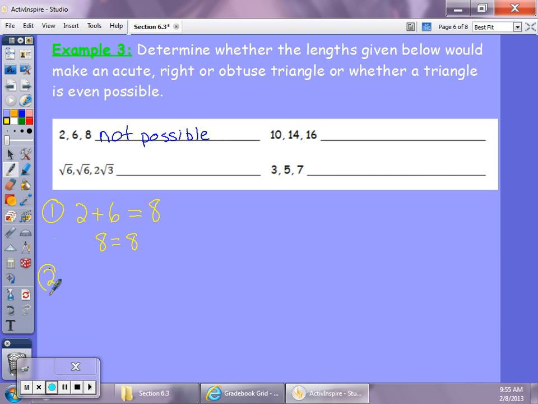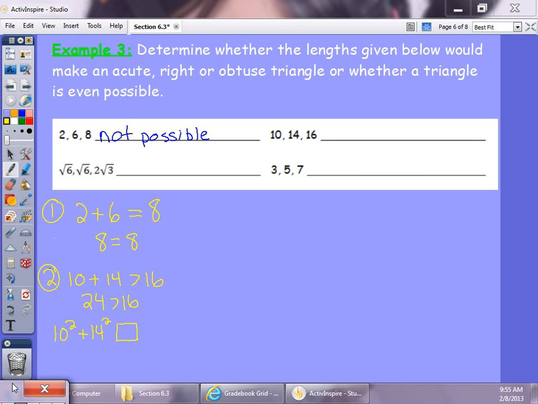For the second example, we're again going to test to make sure that this is a triangle that's possible. So if we add the two smaller sides, we can see that the two smaller sides are going to be greater than the longest side. Therefore, we know it's going to be a triangle. Now we can go ahead and test to see whether it's going to be an acute, right, or obtuse triangle. So we are going to take 10 squared plus 14 squared. And I'm going to put a box here because I don't know if it's going to be greater than, less than, or equal to 16 squared.